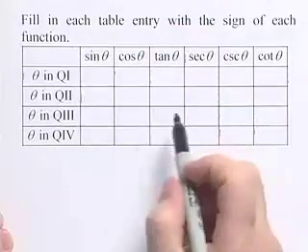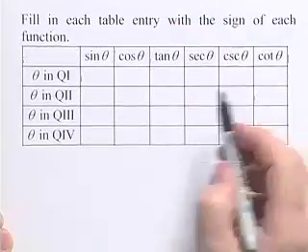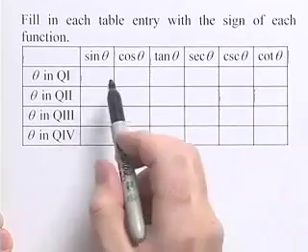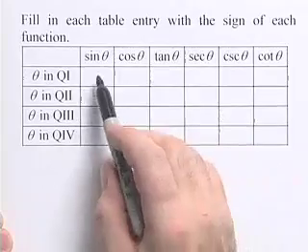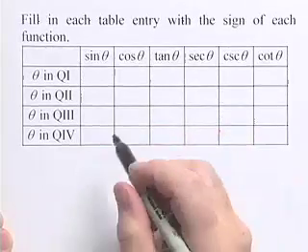For this problem, we're going to review the sign of the value of the trigonometric functions in each of the 4 quadrants. We've got a table. We've got our 6 trigonometric functions, and we've got our 4 quadrants. And we just want to fill in the table, each one of these with a plus or minus, indicating the sign of the trig function in that quadrant.